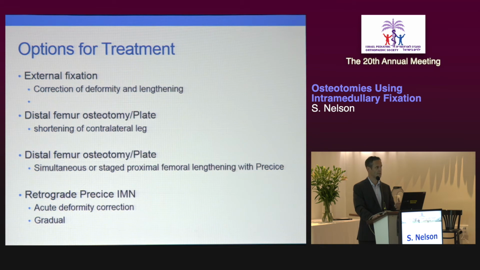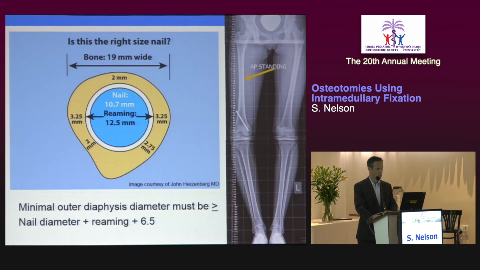Options for treatment in a case like this could be done with external fixation. We could do a distal femoral osteotomy with a plate and shorten the opposite leg, or do the same thing with a delayed lengthening of that side, or do a retrograde Precise intramedullary nailing. You want to make sure your canal is big enough to provide intramedullary fixation, and with the Precise nail, it's a straight nail, so you need to ream 2 millimeters above the diameter of the nail.